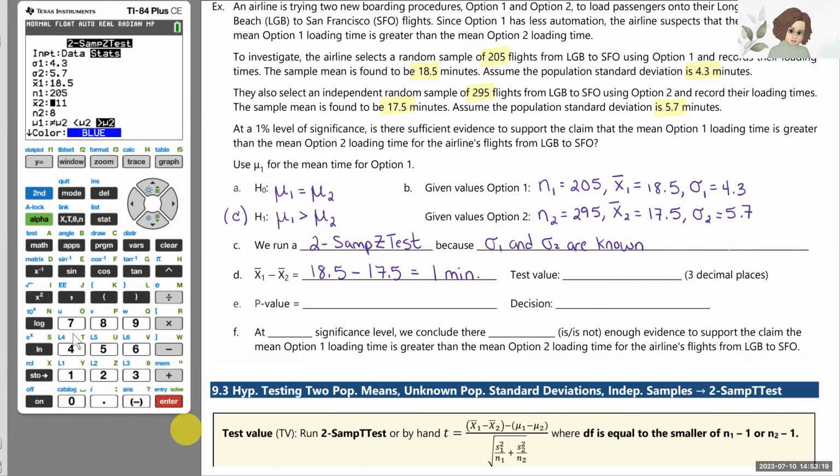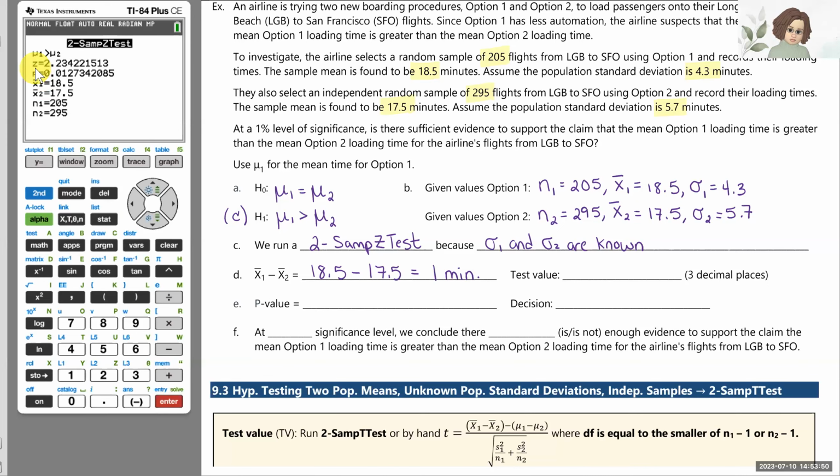And then sample mean for option 2, and sample size 295 for option 2. And then we have our right tail test, mu1. Make sure you have greater there. And then, as always, we can do calculate or draw. I'm just going to go calculate here.